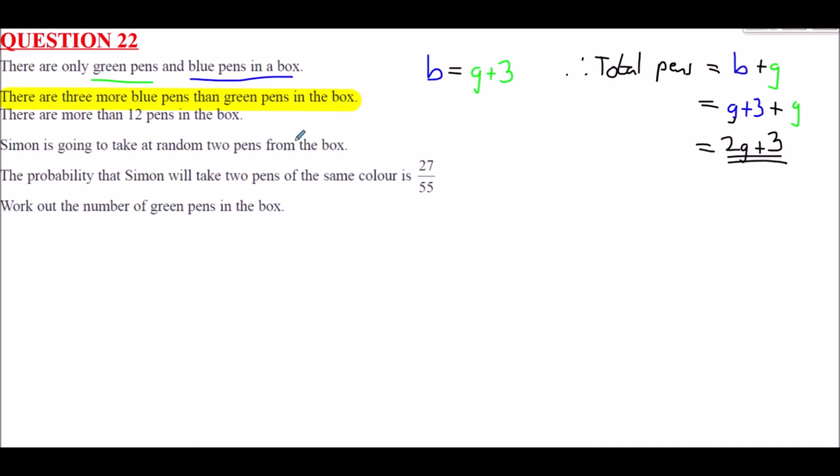Simon's going to take at random 2 pens from the box. The probability that Simon will take 2 pens of the same colour is 27 over 55. Work out the number of green pens in the box. So first of all, we need to work out what's the probability of picking the same colour.